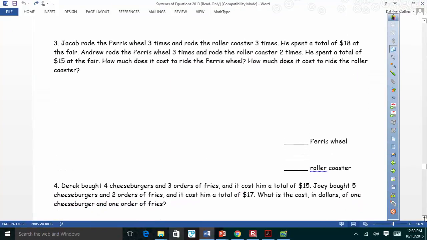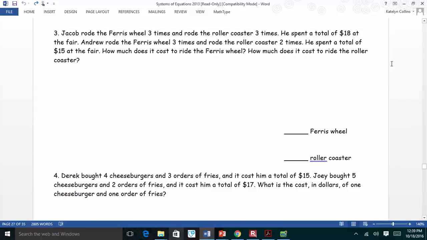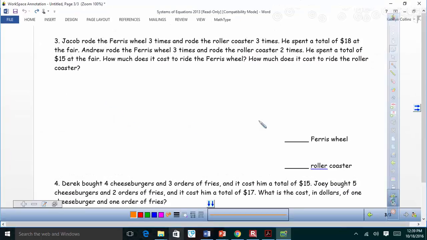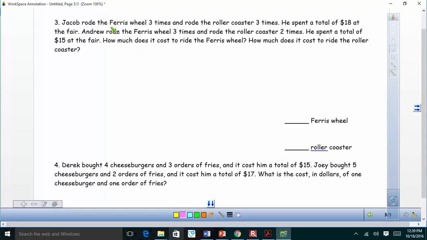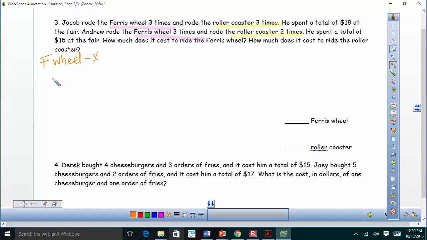Let's try number 3. Okay, so number 3 says, Jacob rode the Ferris wheel 3 times and rode the roller coaster 3 times. So what 2 things are we looking at? Ferris wheel and the roller coaster. So let's go ahead and do those variables. What do you want the Ferris wheel to be? Okay, so Ferris wheel is x and roller coaster is y.